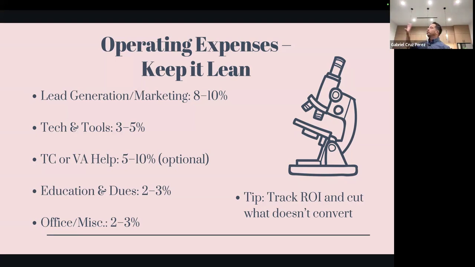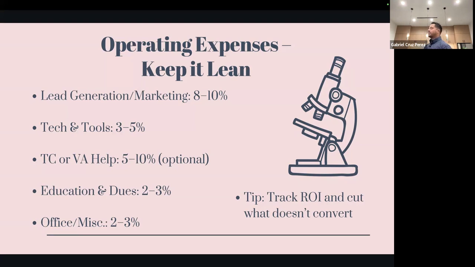So should you sit down and figure out the percentage down to the decimal point for each single one? I'm not saying you should do that, but what I am saying is you should see a trend here. Tech, tools, office and miscellaneous, we're keeping those to a minimum. The biggest line item here is on your lead gen and your marketing, which is already really helpful, okay?